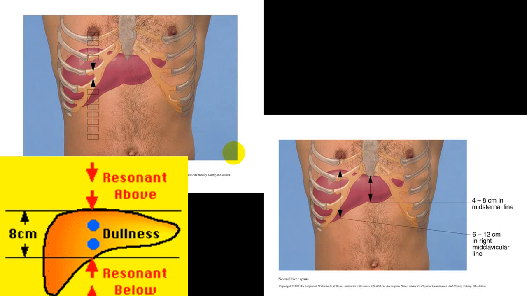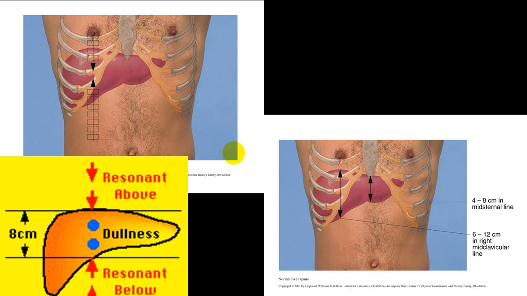But if the upper border of the liver is pushed down, say instead of the fifth space it is in the sixth space, seventh space, it means the diaphragm is pushed down. This can be due to right side total pneumothorax or tension pneumothorax. Good number of times it is because of a total pneumothorax where the diaphragm is pushed down, or the diaphragm is pushed down because of massive collection of fluid on the right side.